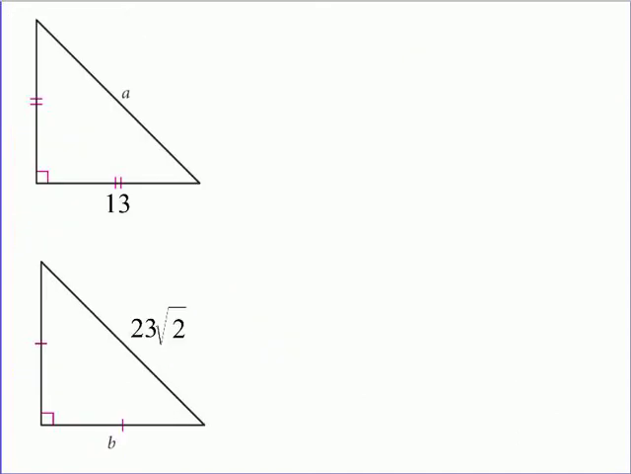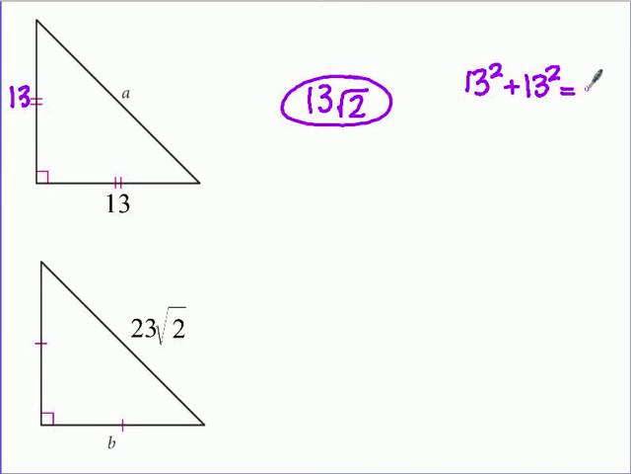So let's go ahead and look at an example. If I give you that top example and I say to find A, what is A going to be? 13 root 2. Now come test time, if you forget that, you could use the Pythagorean theorem and say 13 squared plus 13 squared equals C squared. You should be able to get down to 13 root 2, but it's going to take you a little more work.